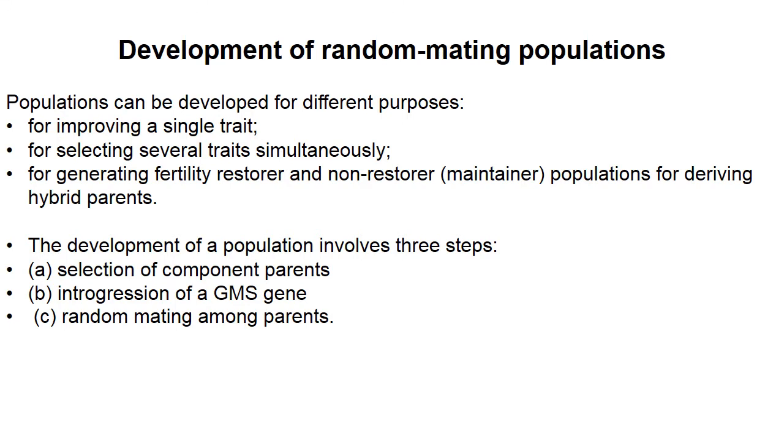The development of a population involves three steps: selection of component parents, introgression of the GMS gene, and random mating among parents.